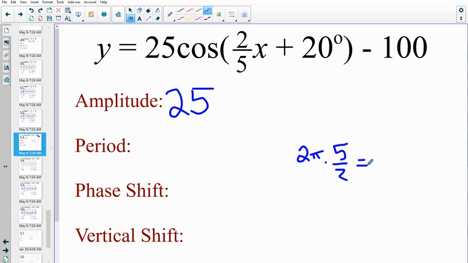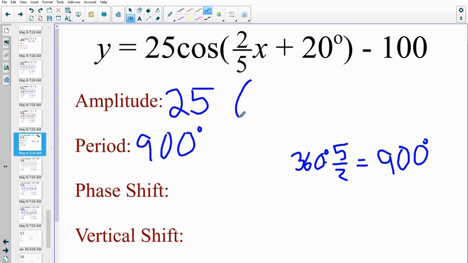which will give me, oh, look at that. I'm doing this problem in degrees, and here I used radians. Sorry about that. I should have been multiplying 360. 360 divided by 2/5 or 360 times 5/2. Let's see, half of 360 is 180. 180 times 5. 18 times 5 is 90, so this will give us 900 degrees for the period of this graph.